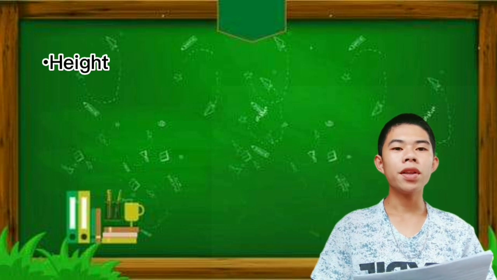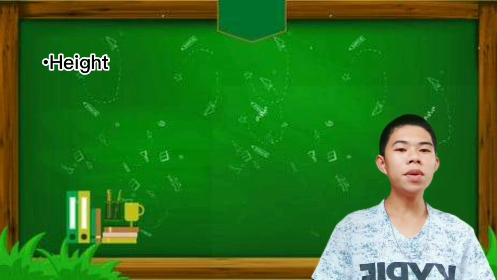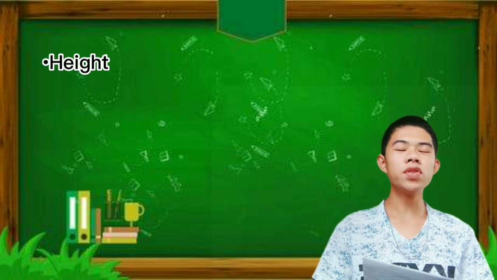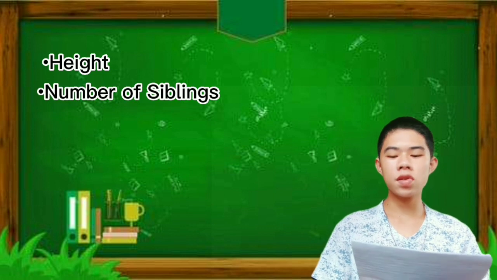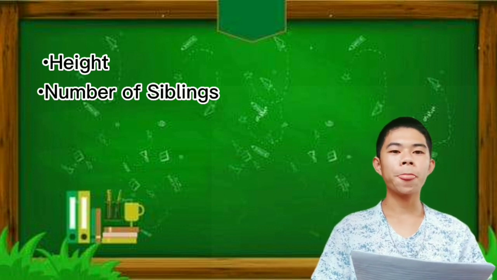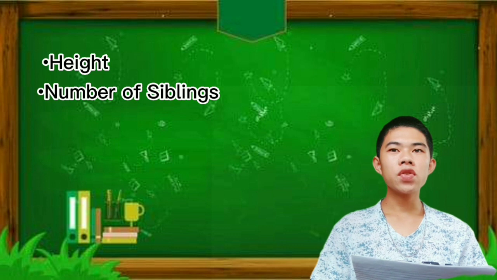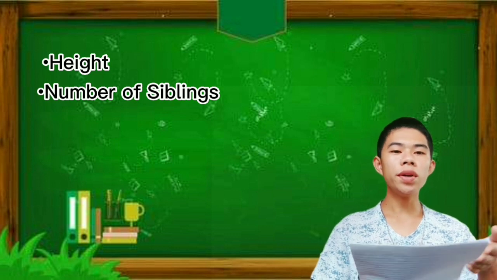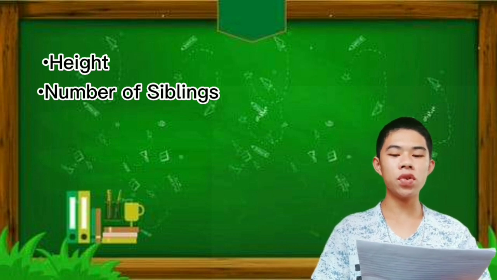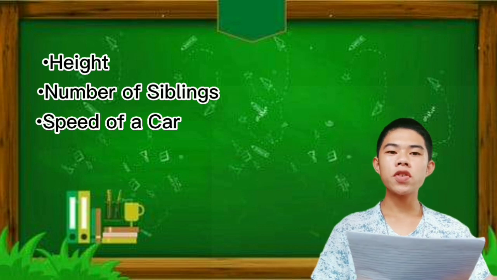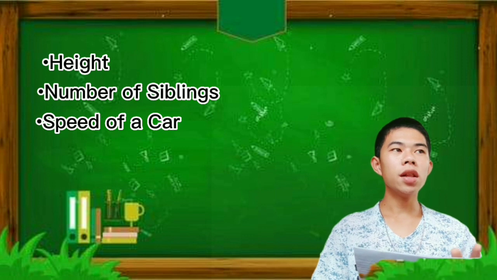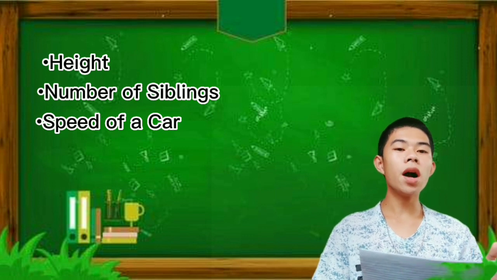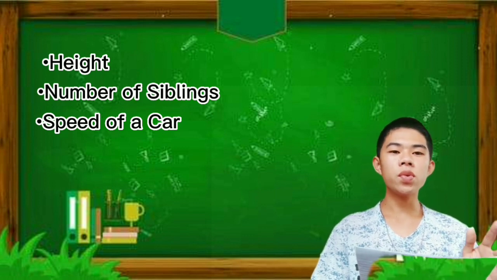So for example, the height. Height can be in centimeters, meters, or inches. For example, 1.6 meters. So we use a number. Next is the number of siblings. For the number of siblings, we can also use a number to determine how many siblings you have. And also the speed of a car. For the speed of a car, we use kilometers per hour. So we also use a number.